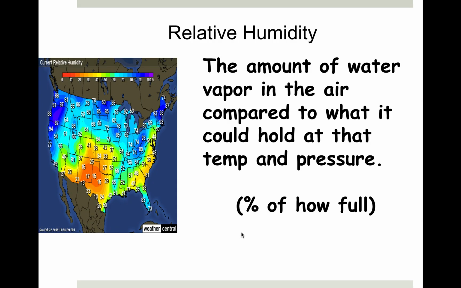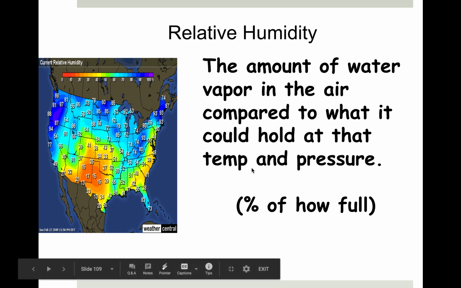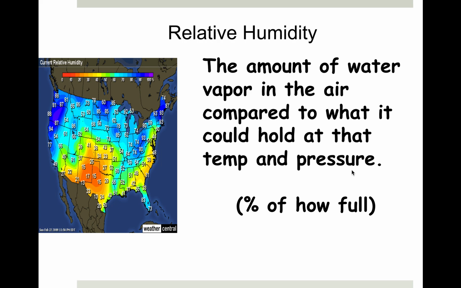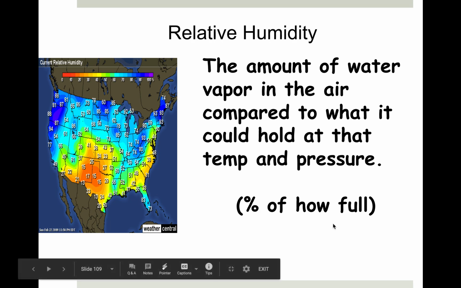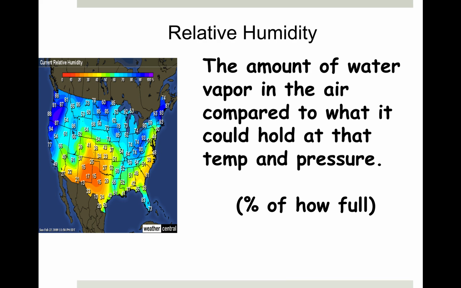So relative humidity is simply the amount of water vapor in the air compared to what it could hold at a particular temperature and pressure. And that's a key thing to note. Your temperature and your pressure are going to change your relative humidity. So a simple way of explaining relative humidity is the percent of how full the air is. If the air is halfway filled with water vapor, then you would say it's 50% humidity. If it has no water vapor in it, then you would say it's 0% humidity. And again, if it's completely saturated with water vapor, it's then 100% humidity.